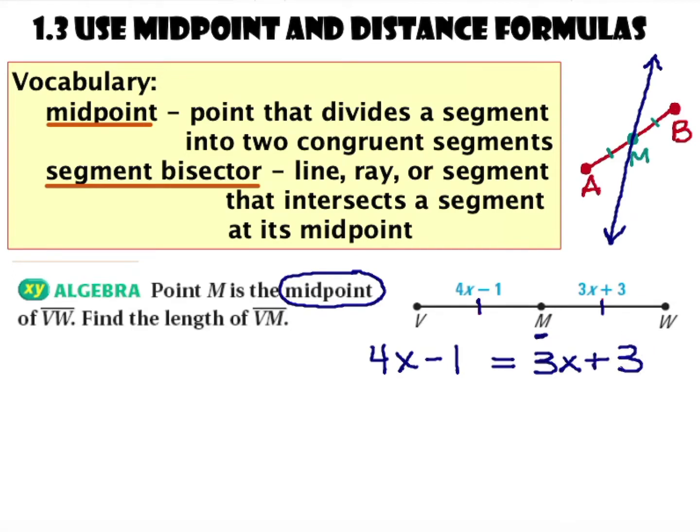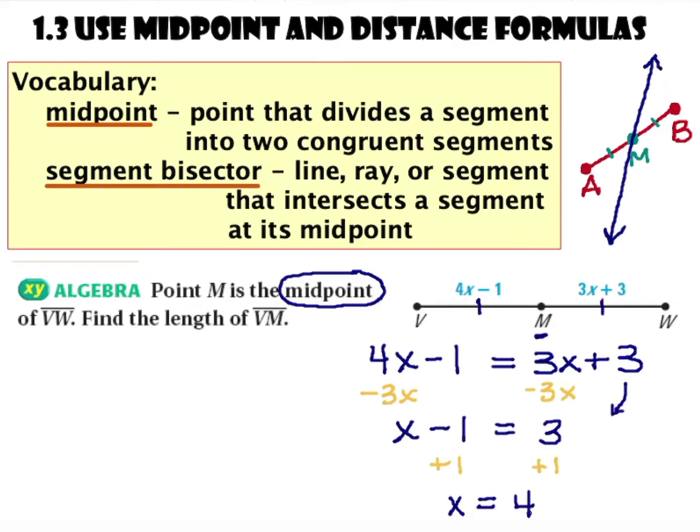And then we're just going to solve the old algebra way. Get all the x's on the same side. It's all going to come back to you. 4x minus 3x is 1x. Keep that equal sign lined up, and I just have that 3 left over here, yeah? And then add 1 to both sides. And I get that x equals 4.